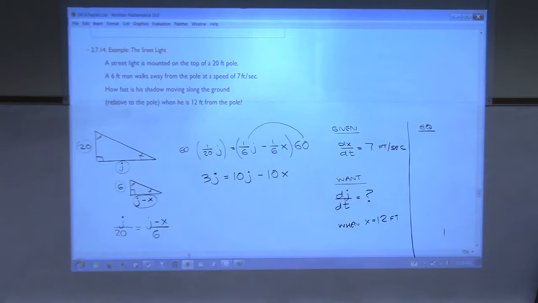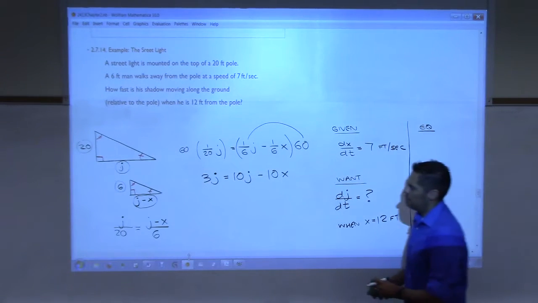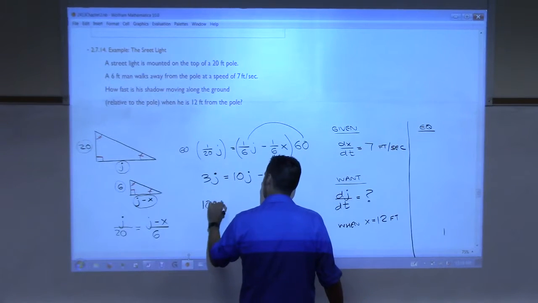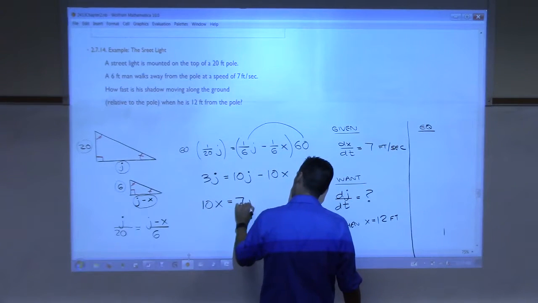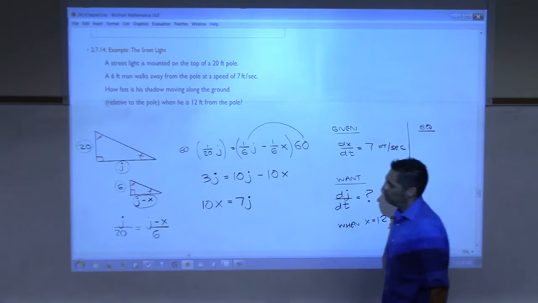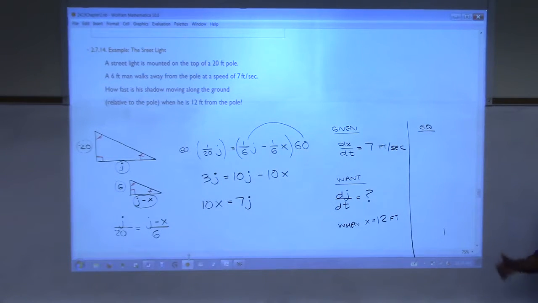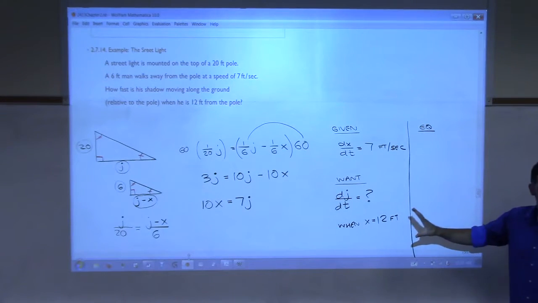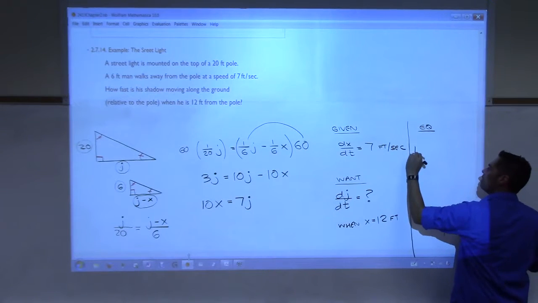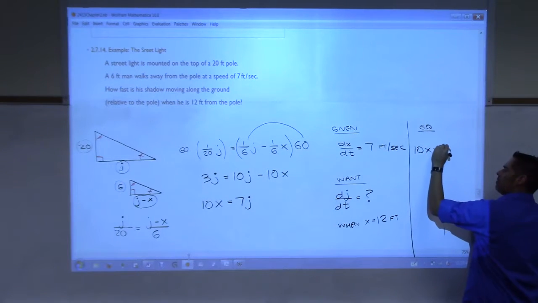And let me get all my j's on one side and all my x's on the other. How about this? This all right with you? I move my j's to the right. I move my x's to the left. Do I have an equation that relates x and j together? Yes. And that's a pretty clean version of it, isn't it? So that's my equation. 10x equals 7j.